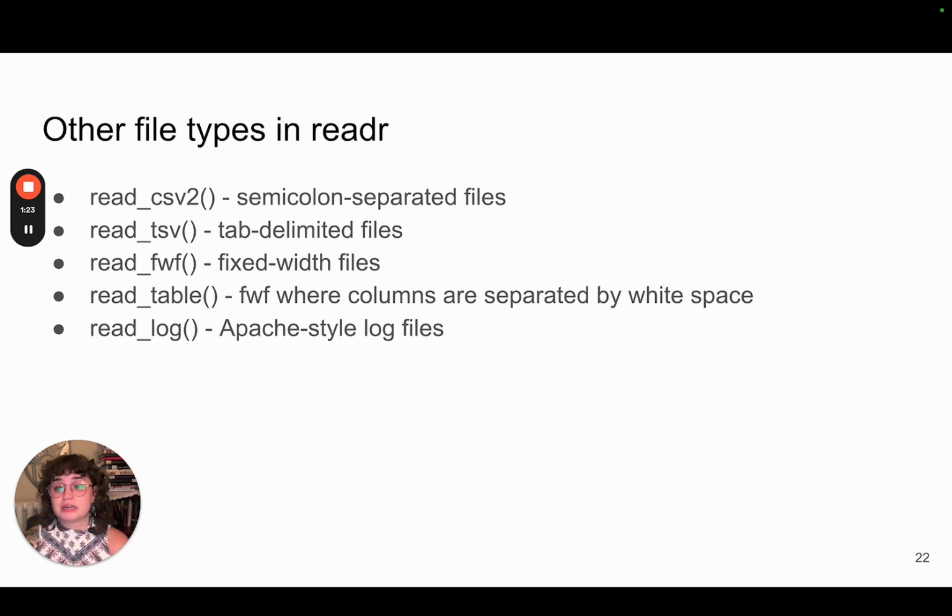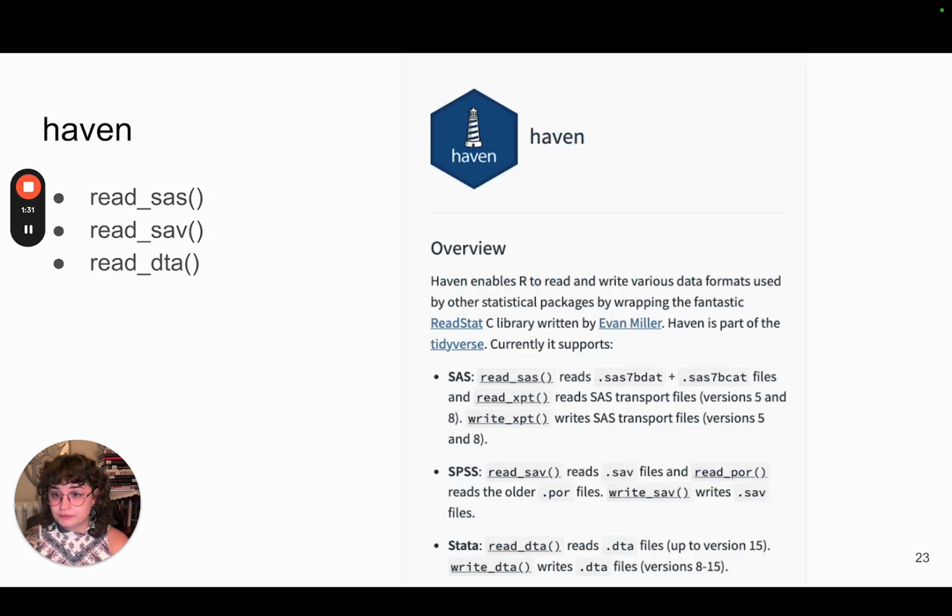CSVs aren't the only type of files that readr works with. It also can read in semicolon separated files, which is just a different version of a CSV, tab delimited files, and others. Haven is another package in the tidyverse that helps us read in data files from other statistical packages, those from SAS, SPSS, and Stata. Generally, if there's a data type, there's a function like read_ that data type to read it in.